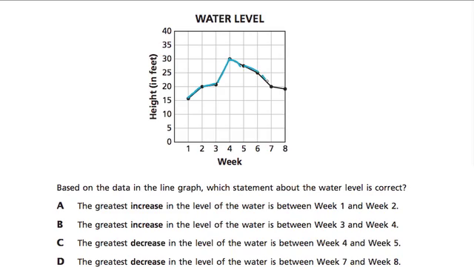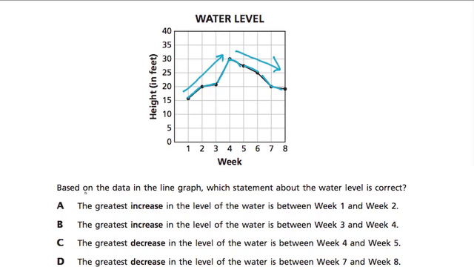So I realize, of course, that over here is the height in feet, so as this line goes up, the water level is going up. So for the first 4 weeks, you can say the water level is rising. And then after that, the water level is decreasing. So that's my observation. Let's see what they ask us here.